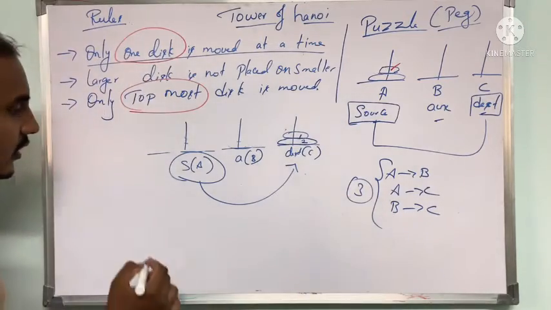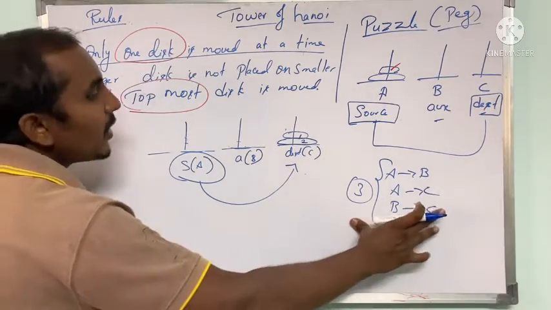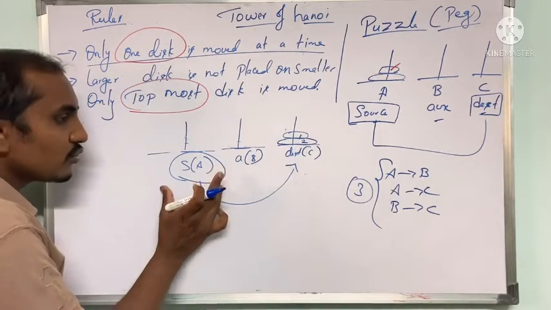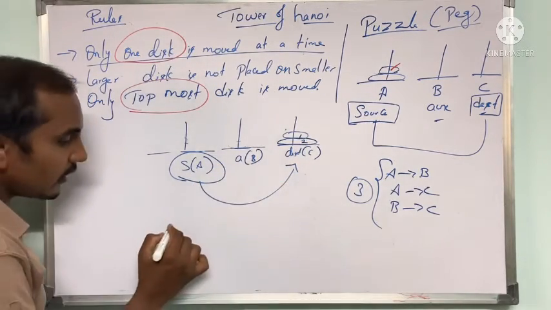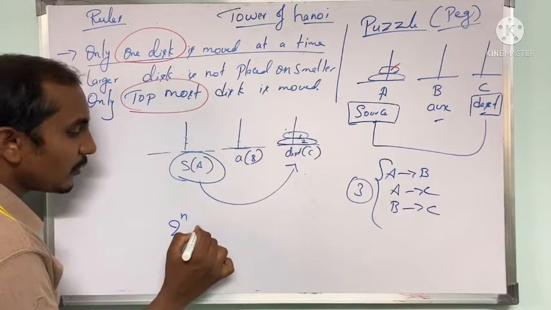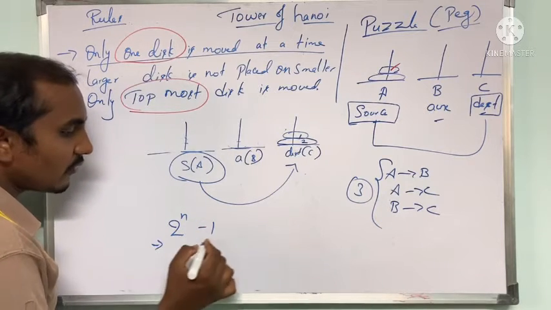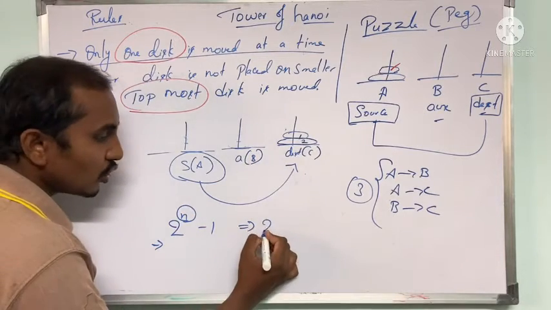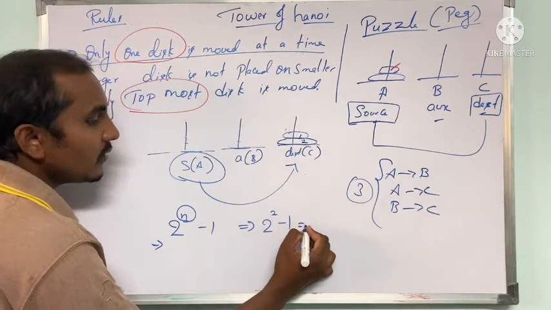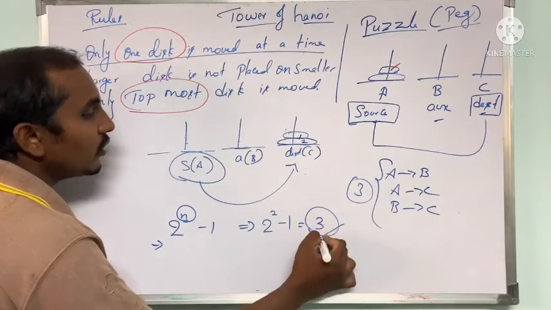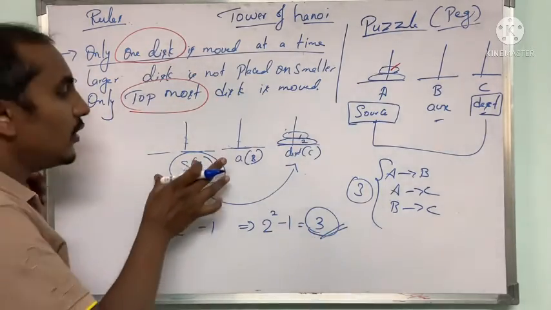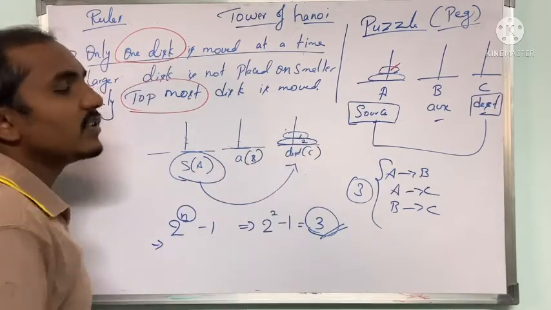So how to calculate this? This will be the minimum number of moves by which we should move from source to destination. We calculate it by using the formula 2 to the power of n minus 1. The number of disks we had was 2, which is represented by n. So 2 to the power of 2 minus 1, which is 4 minus 1, gives the result 3. So within 3 moves, I should be able to move from source to destination.